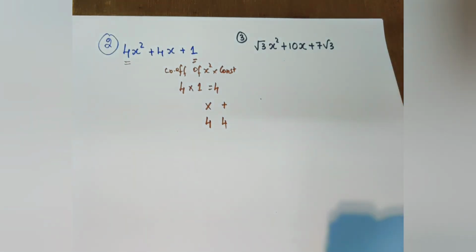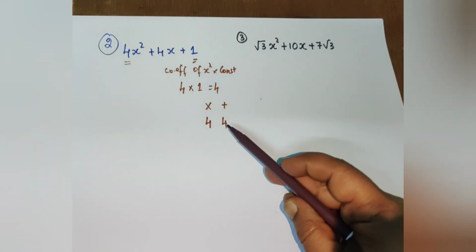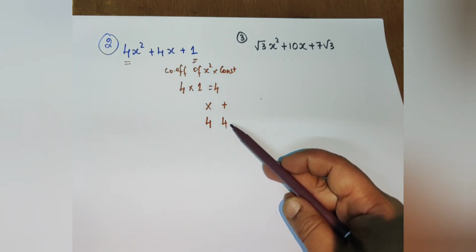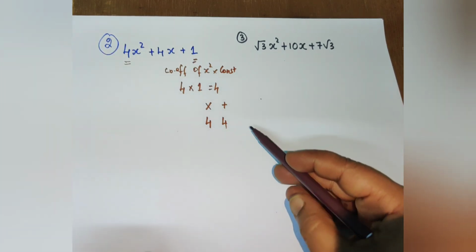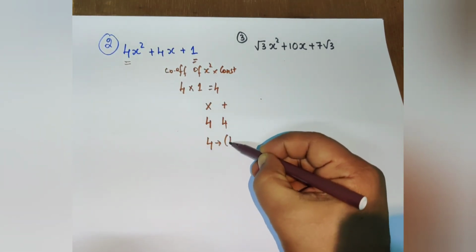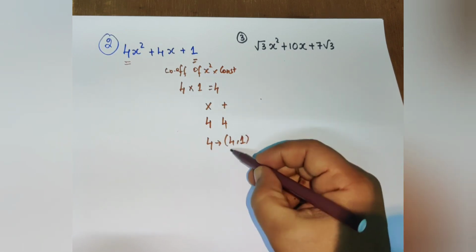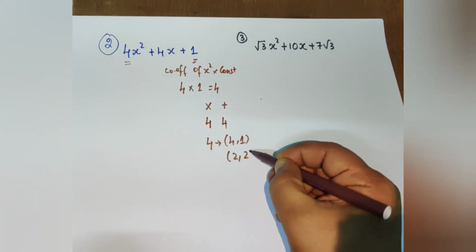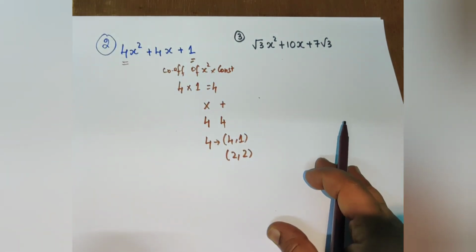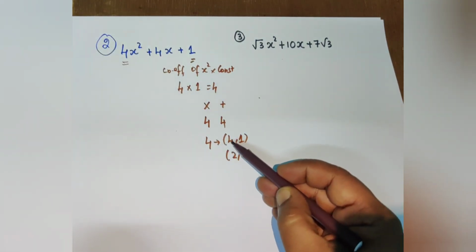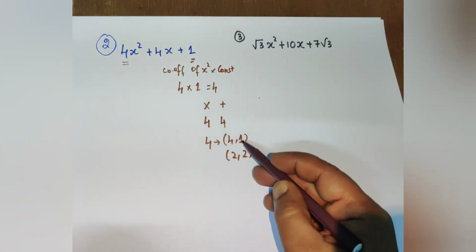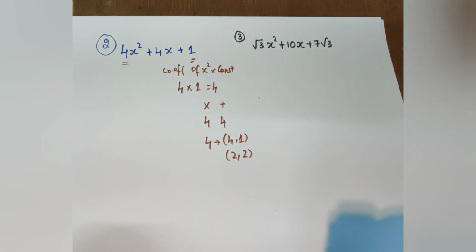So what are the possibilities? When we multiply we should get 4, and when we add the two numbers, that also should be 4. It is very simple, right? So what are the factors of 4? 4 can be expressed as 4 into 1, and 4 can also be expressed as 2 into 2. Which is the correct pair? 4 into 1: when we add 4 plus 1, it becomes 5. So this is not a correct pair.